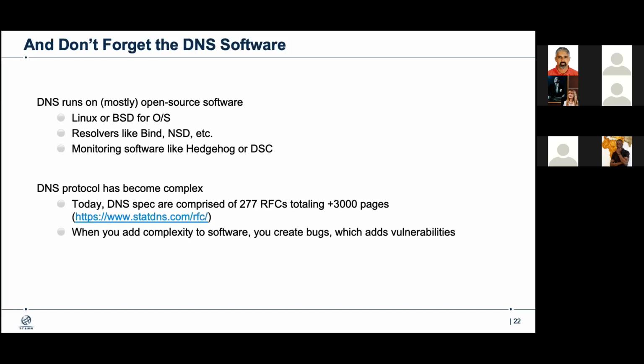Then also, let us not forget that besides the infrastructure or the lower layers that the DNS actually relies on, the DNS is also software. So think about the software that is coded for implementing DNS, perhaps the resolver software or the authoritative name server software. Most of this software runs on most operating systems, whether it is Linux, BSD, or even Windows. And the most common ones are BIND, NSD, Unbound, and Knot DNS.